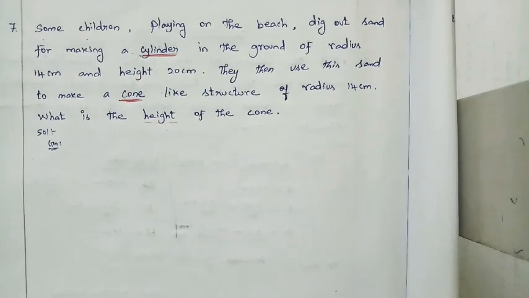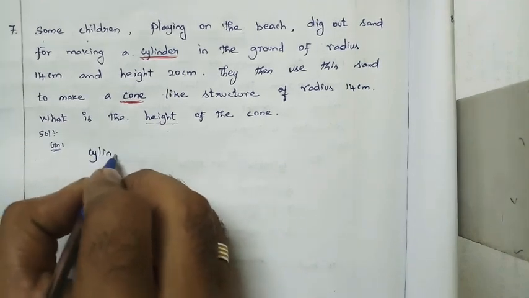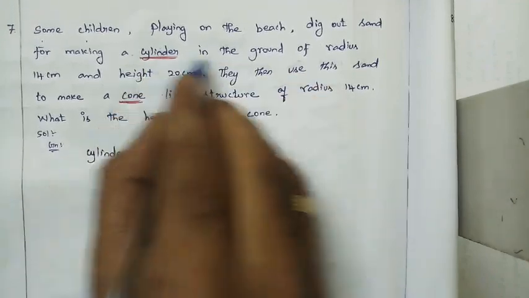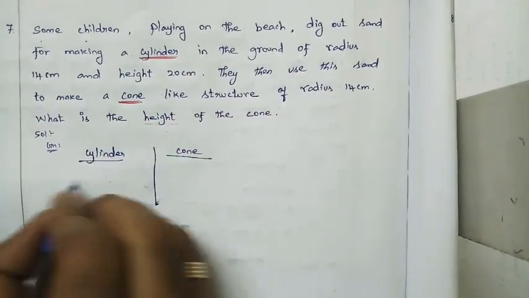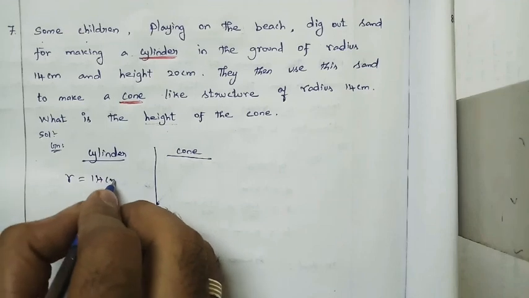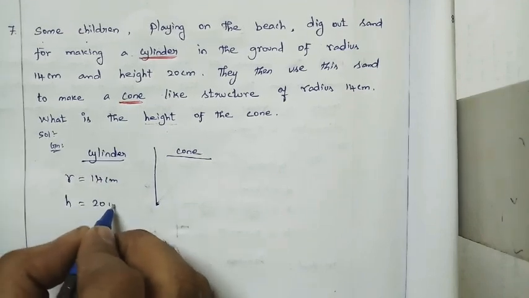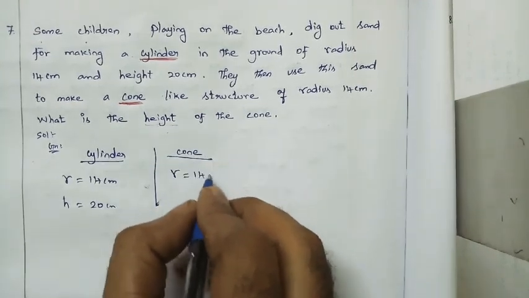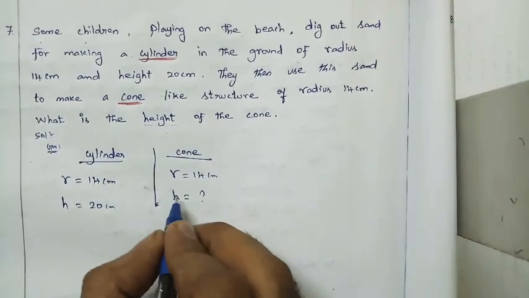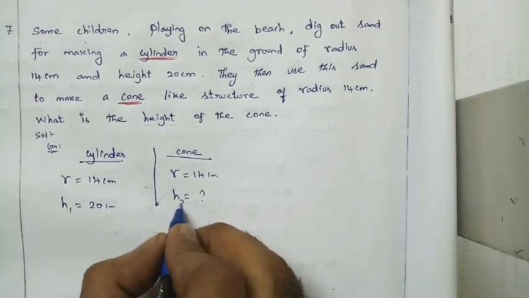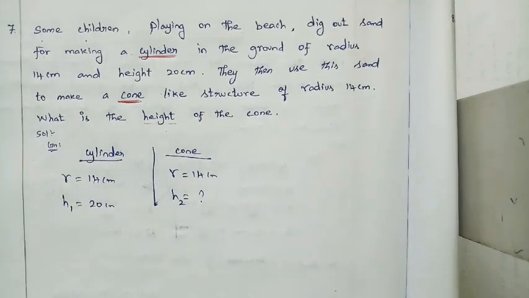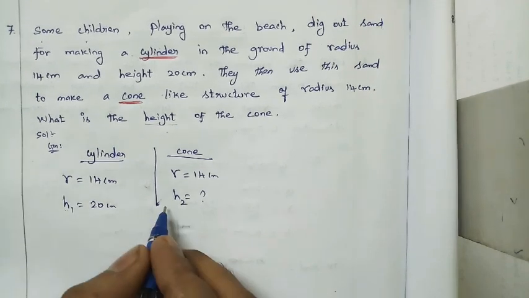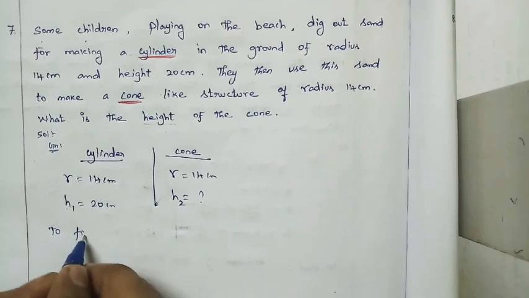So here they are discussing two shapes: cylinder and cone. What are the givens we have? For the cylinder, radius r is equal to 14 centimeter and the height of the cylinder is 20 centimeter. And for the cone, the radius is equal to 14 centimeter, and the height is what we want to find. So h alone is different, h1 and h2. The radii are the same, but h alone is different, to find the height of the cone.